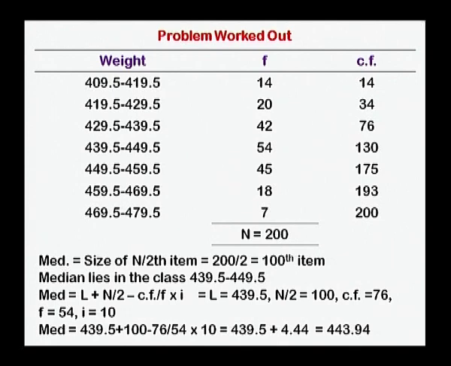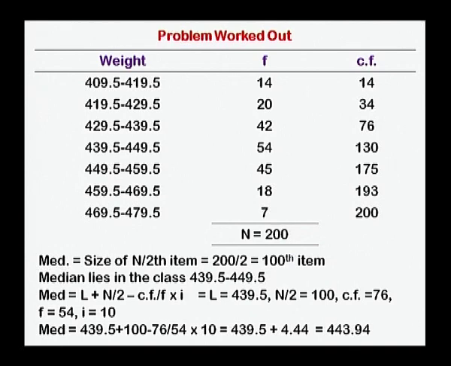Now, median is equal to the size of n divided by 2 th item, and that is 200 divided by 2, we get the 100th item. Now, in this item we locate the median. Median lies in the class interval 439.5 to 449.5. So, 100 is lying in the 130 cumulative frequency. Therefore, the class interval that we located on the basis of application of this formula is 439.5 to 449.5. Now, the median class is 439.5 to 449.5.